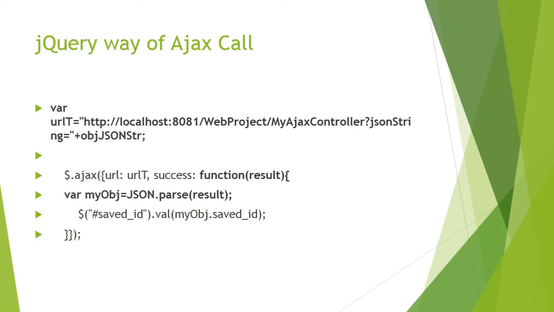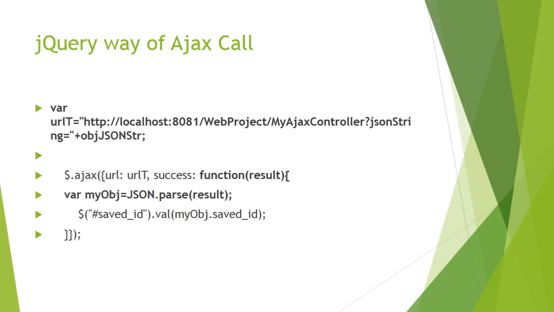Now, the jQuery way of calling Ajax, that I have described here. When you are using jQuery, you don't have to do everything manually, you can manage everything with some jQuery syntax. You just have to know the URL that will be hit by that Ajax call, and then you write dot Ajax and then the URL attribute, where you write the URL that will be hit.